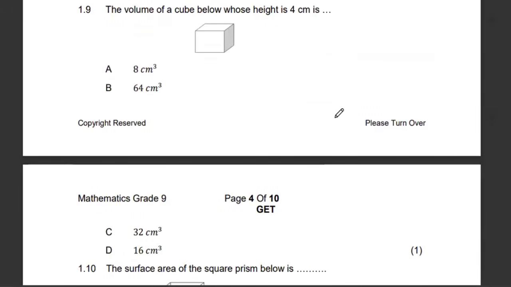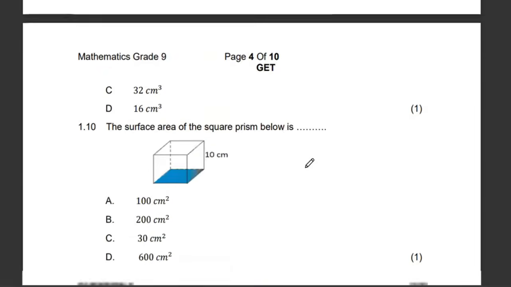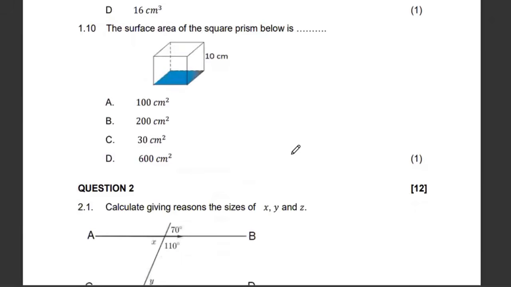1.9, the volume of the cube, whose height is 4. So we know that the height is the same as the length and the width, so all the sides will be basically the same. So volume is the same as L cubed. So 4 cubed gives us 64, which is option B.